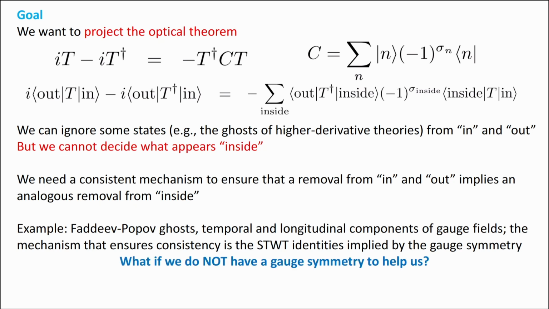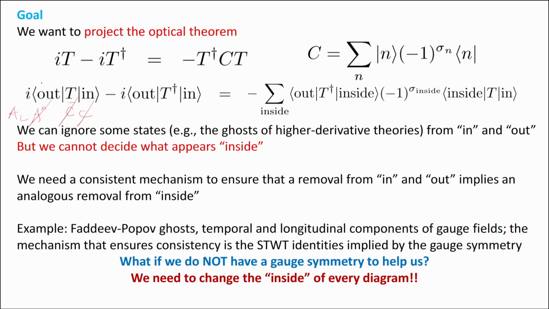But what if we do not have a gauge symmetry that can help us? Then you need to change the inside of every diagram, because here no miracle will occur otherwise. So, to repeat, in gauge theories, if you do not want Faddeev-Popov ghosts from in and out states, and the anti-ghosts, and the temporal components of gauge fields, and the longitudinal components of gauge fields, you just don't want them. You are free to discard them from the sets of in and out states because this is your choice, but you need something to guarantee you that when you do that, they automatically disappear by some sort of miracle from the sum of inside states here.